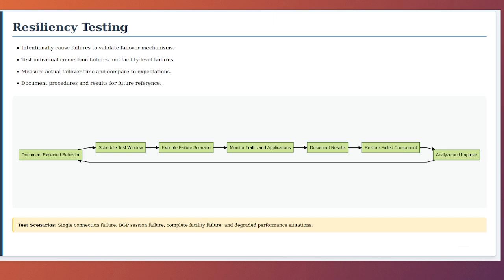Automate testing where possible. Some organizations use chaos engineering principles to automatically and randomly inject failures into their infrastructure to ensure systems remain resilient. While this level of automation might not be appropriate for Direct Connect connections, you can at least automate the monitoring and validation parts of your testing. Scripts can check BGP routing tables, query CloudWatch metrics, and run application-level health checks, providing objective pass/fail results for your tests.